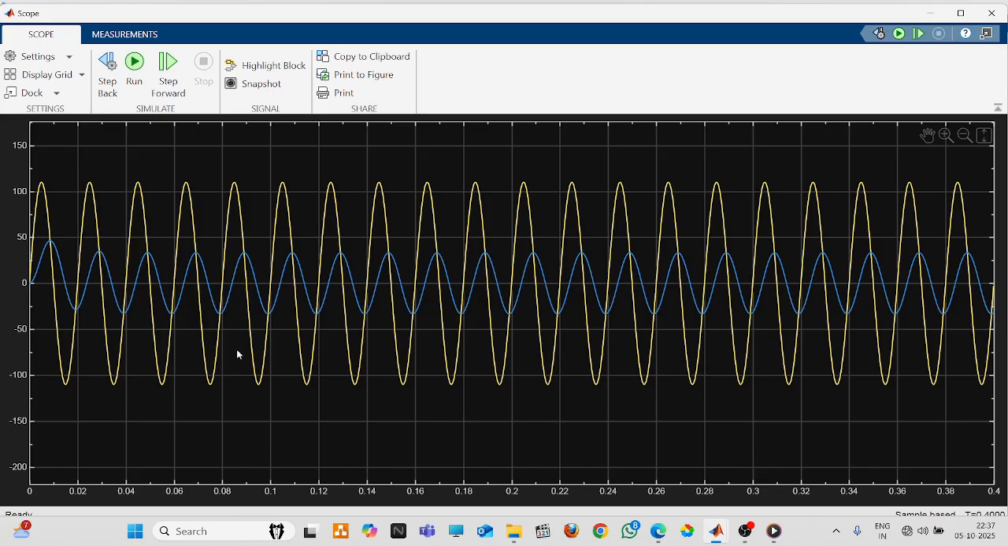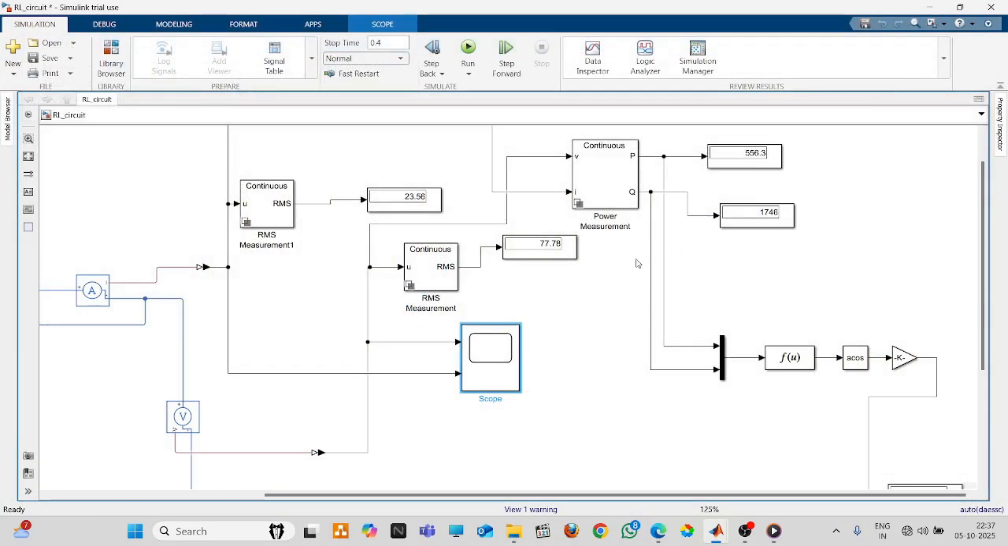Now we have got this waveform. You can see that the circuit is inductive. The current lags the voltage by some angle, because the value which we have taken is 10 millihenry, which is very high as compared to the 1 ohm resistor.